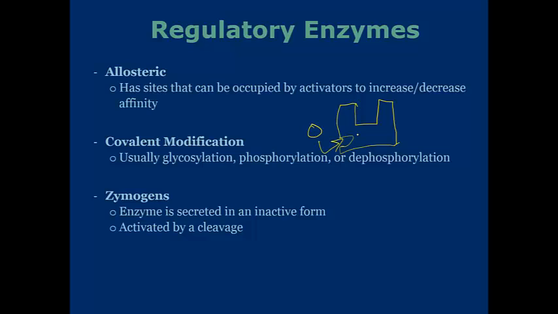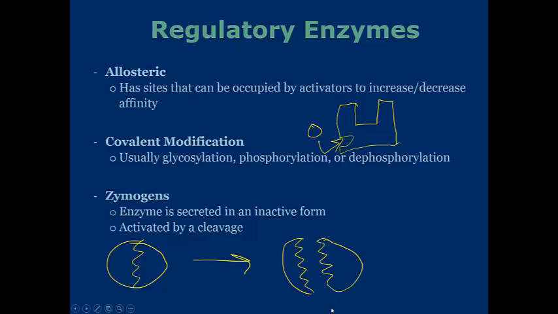Zymogens, lastly, are enzymes that are secreted in an inactive form. They're activated by some sort of cleavage. Now, you're probably wondering, why would a biological system elect to do this? Well, if we can produce a larger molecule and just split it later, we could get additional enzyme or additional protein without taking up as much room as it would to make two of these. It also operates less cellular machinery, so it's more efficient this way.